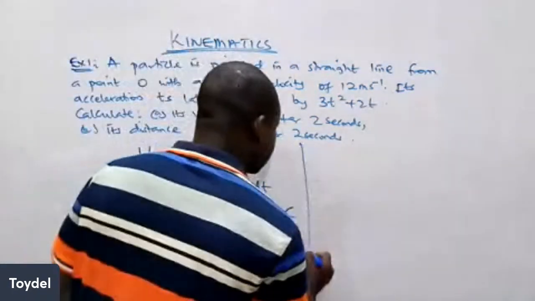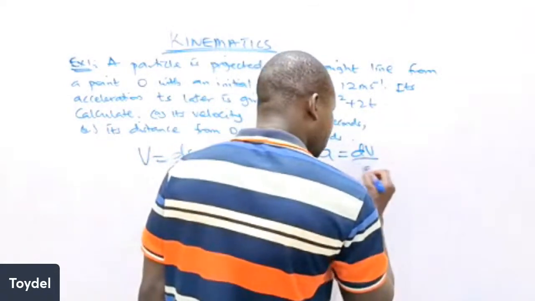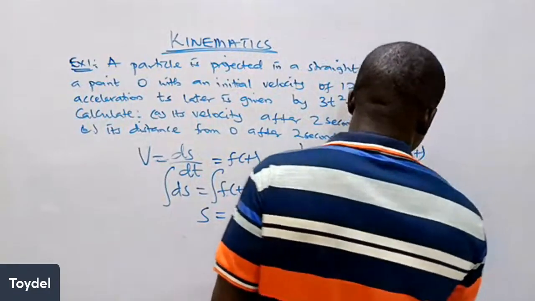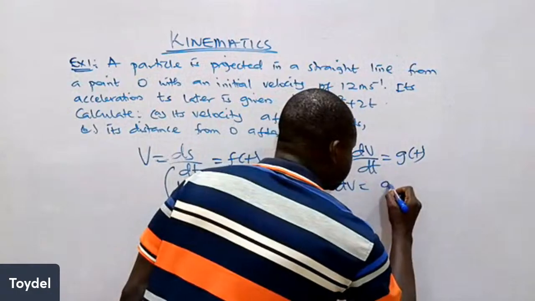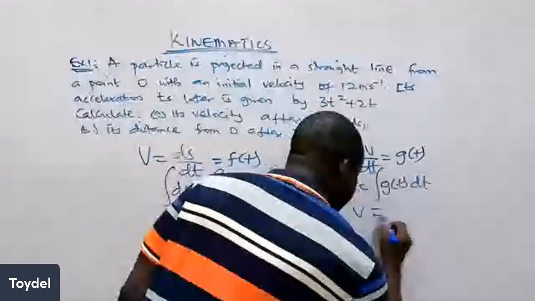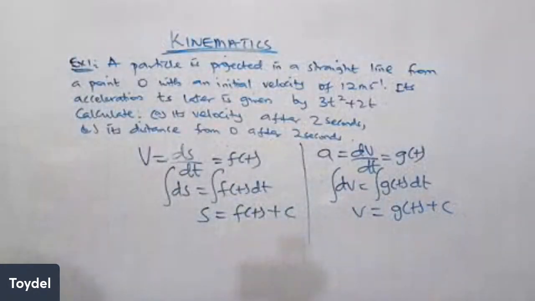For instance, you know what acceleration is? Acceleration is the rate of change of velocity with time. That is dv over dt. And of course, dv over dt is also a function of time, let's say g of t. Then if I cross multiply, dv equals g of t dt. So if I integrate dv, I'm going to get v, which is the same thing as g of t plus an arbitrary constant. So we should note that when we integrate acceleration, we get velocity. When we integrate velocity, we get displacement. And when we integrate speed, we get distance. That is what we should know.